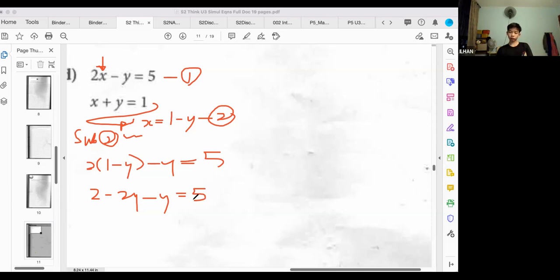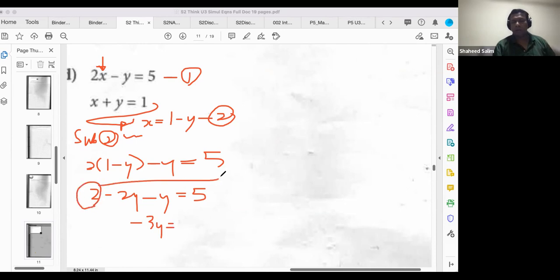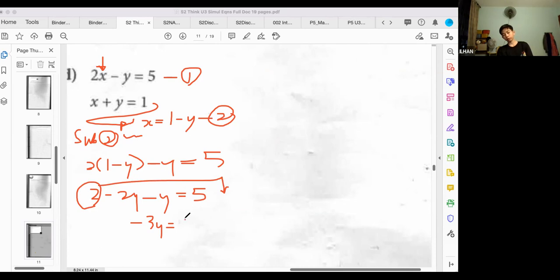Wait, something is wrong. 1 minus Y. Bring over 2 times Y. 2 times 1 is 2, minus 2Y, minus Y. So minus 3Y equals 5 minus 2. You bring over the plus 2, it becomes minus 2, right? So I get 3, then Y equals negative 1.